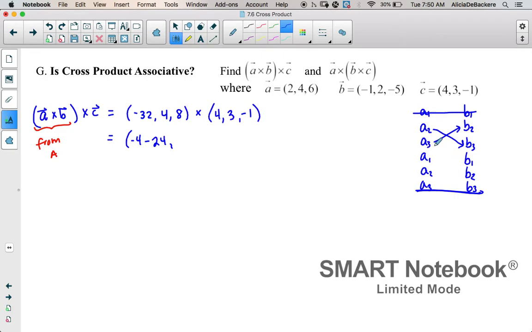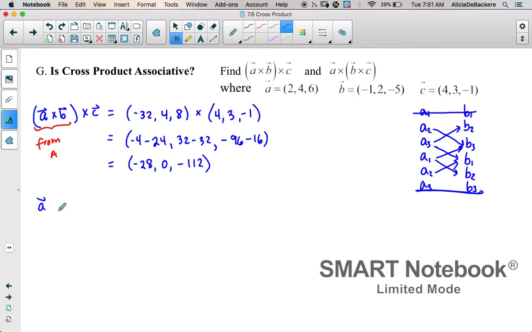And then just continuing down, we're going to cross A3 with B1, minus A1 with B3. It's a little bit tedious, eh? And then A1 with B2, and then we're subtracting A2 with B1. Okay, and all together we get here negative 28, 0, and negative 112. So hopefully you got the same answer.